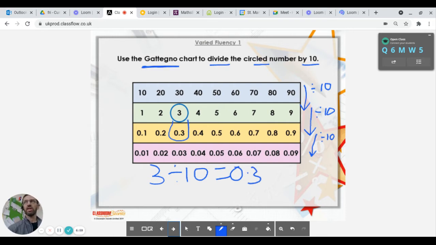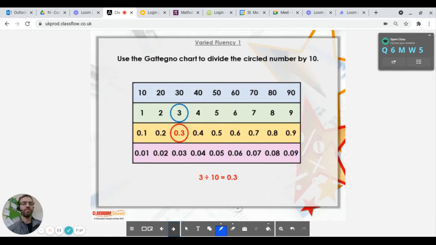You'll remember that we looked at this in fractions as well, and you will remember, although you're not asked to do it here, that 0.3 is also represented by 3 tenths. Good, good. Look at the next one. There's your answer, 0.3.